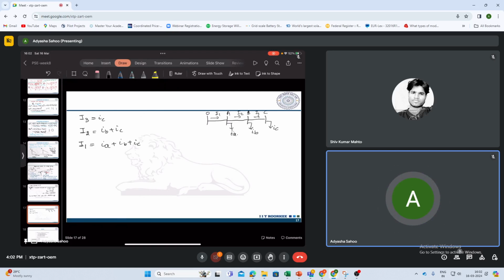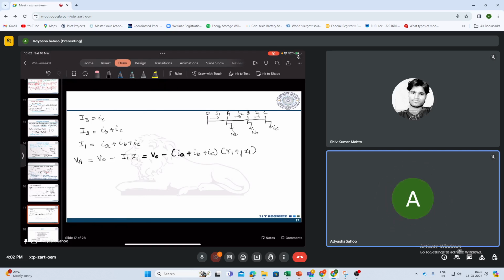So now let us write the voltage at point A. That will be V0 minus I1 Z1, right? The drop in this line is I1 Z1. So I can write V0 minus I1, which is IA plus IB plus IC, times Z1, and Z1 I can write as R1 plus jX1.